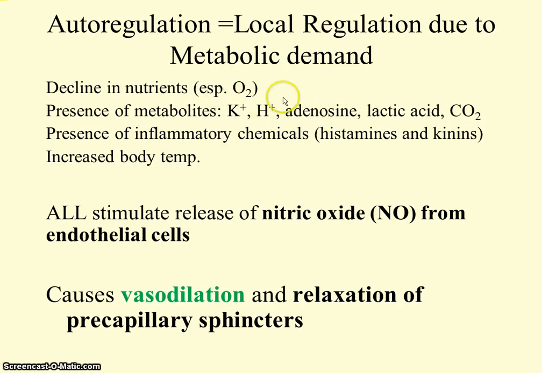When there's a presence of metabolites, we're going to see an increase in blood flow. If there's inflammation, we're going to see an increase in blood flow. If there's an increase in body temperature, we're going to see an increase in blood flow. All of these together stimulate nitric oxide formation from the endothelial cells, which leads to vasodilation. Again, increased blood flow. And we relax the precapillary sphincters in these capillary beds.